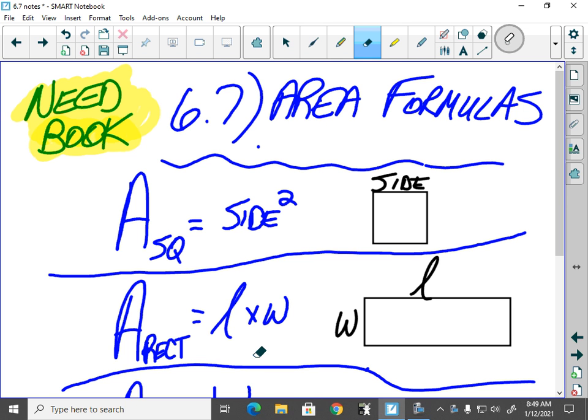Okay, so you don't have to memorize these. You just have to have them in your notes. They're very, very easy. We've talked about these before. The area of a square is side squared. The area of a rectangle is length times width. And dare I say you learned those in like sixth grade?